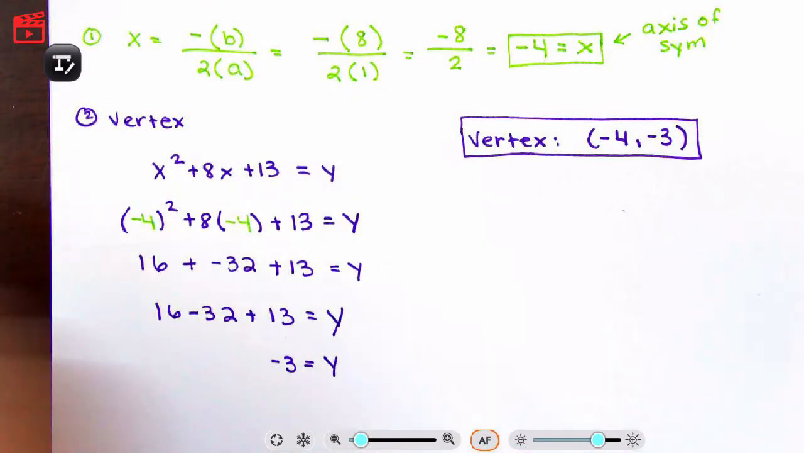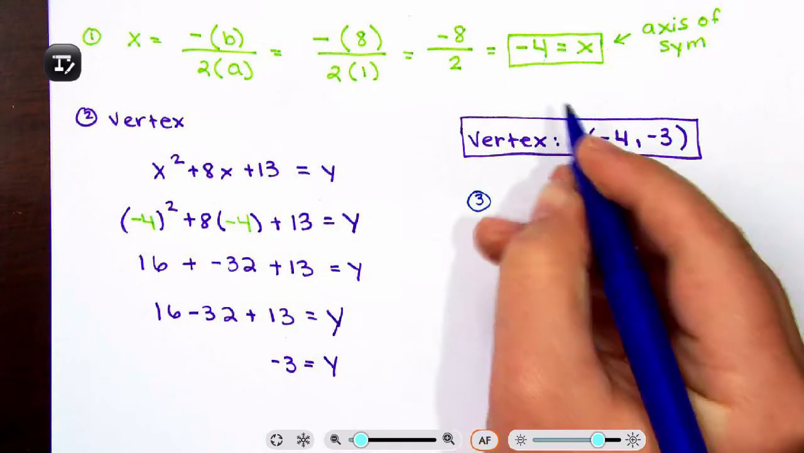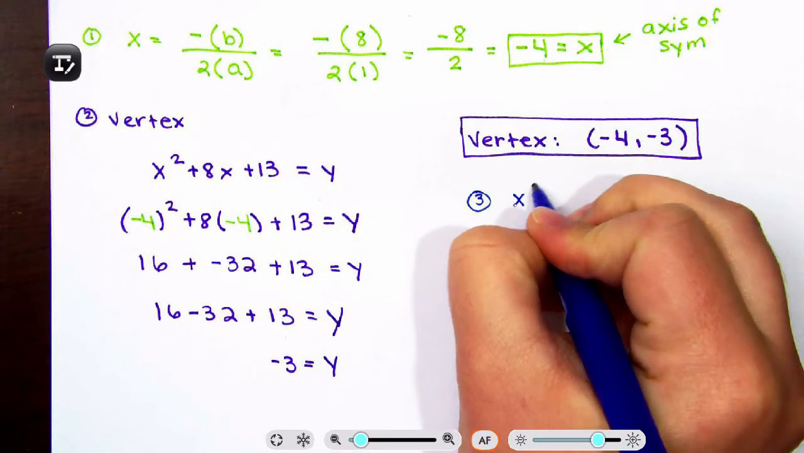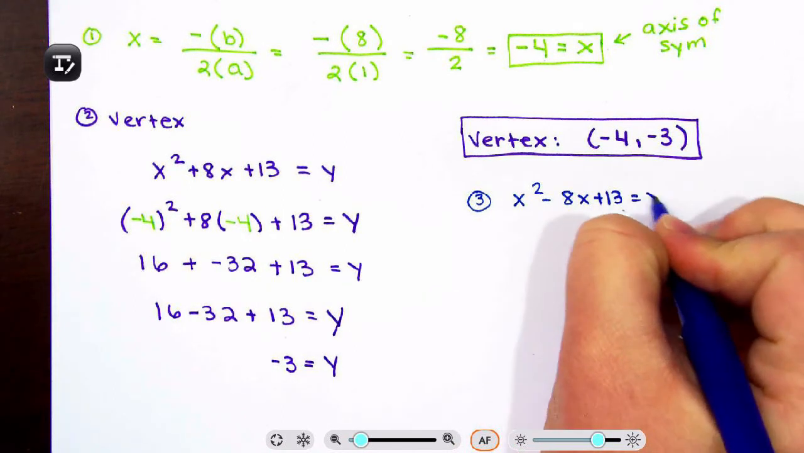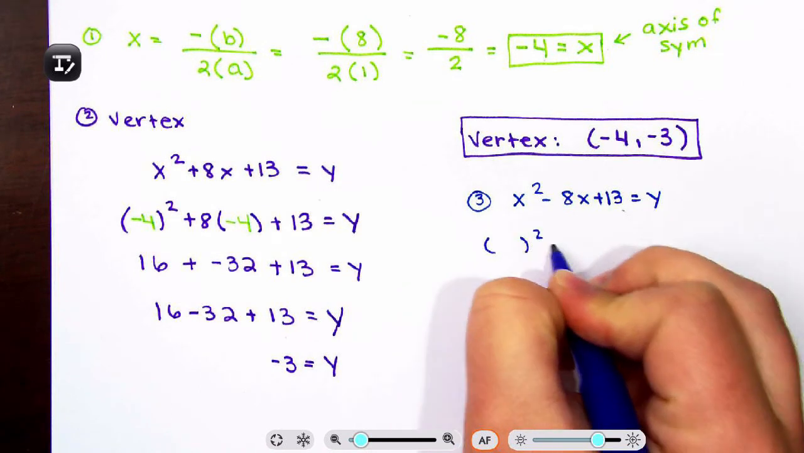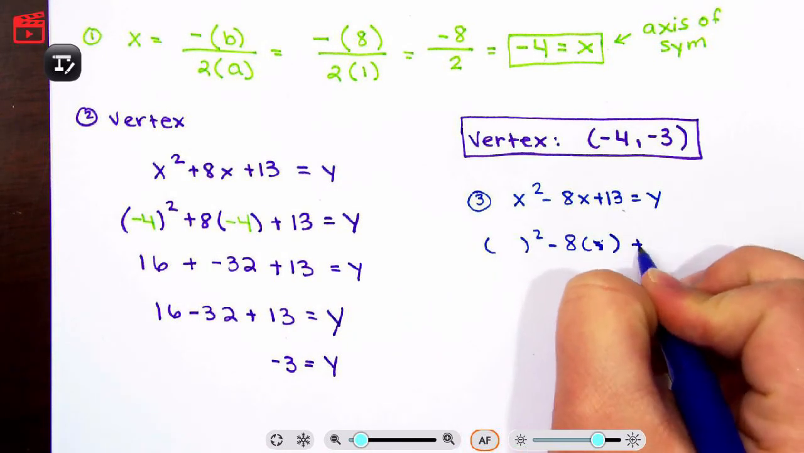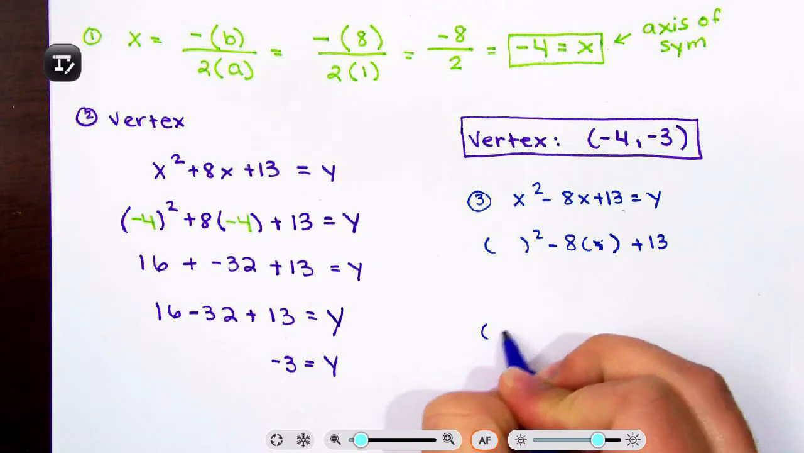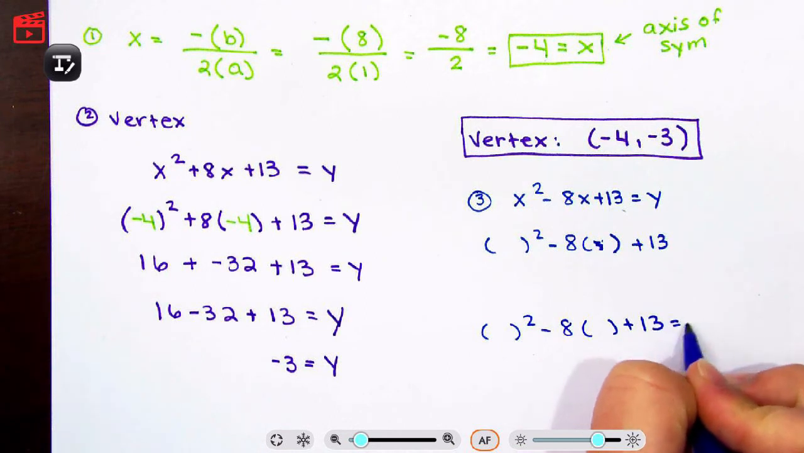Moving on to step number 3. Step number 3 was to find 2 additional points on the curve. So we're taking our original equation. Oops, that should be a 13. Again, we're placing bubbles where our x values should be. And I'm going to leave some space so that way I can solve it. And I want 2 other numbers to input and solve for y.